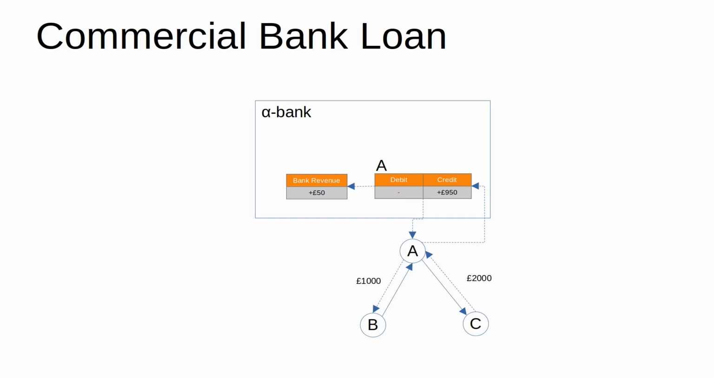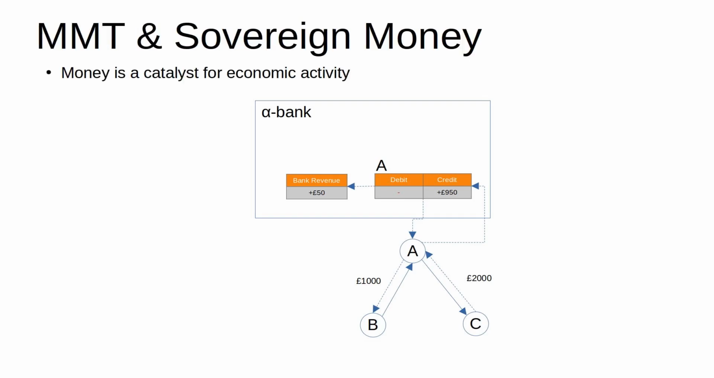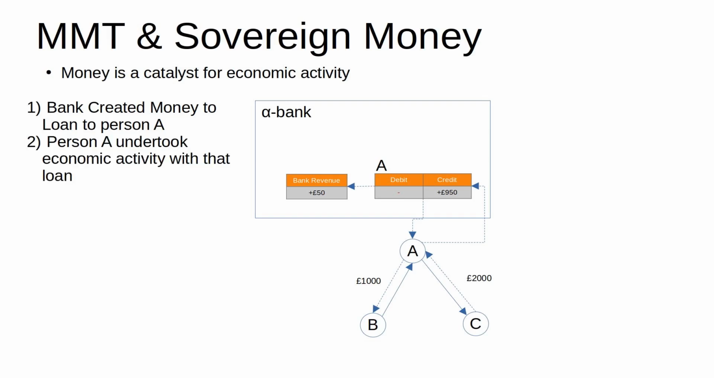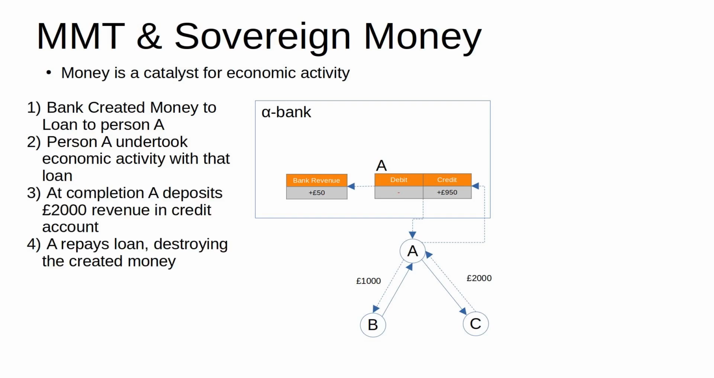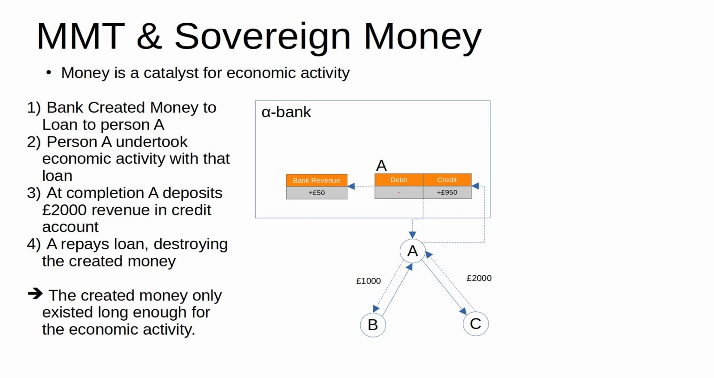In my tax video, I said that money is a true catalyst for economic activity, and we can see that at work here. The bank created £1,000 that stimulated economic activity involving A, B and C. Once that had been completed, the £1,000 is destroyed. So from the modern monetary theory ideas discussed in the tax video, this seems to be a good mechanism.